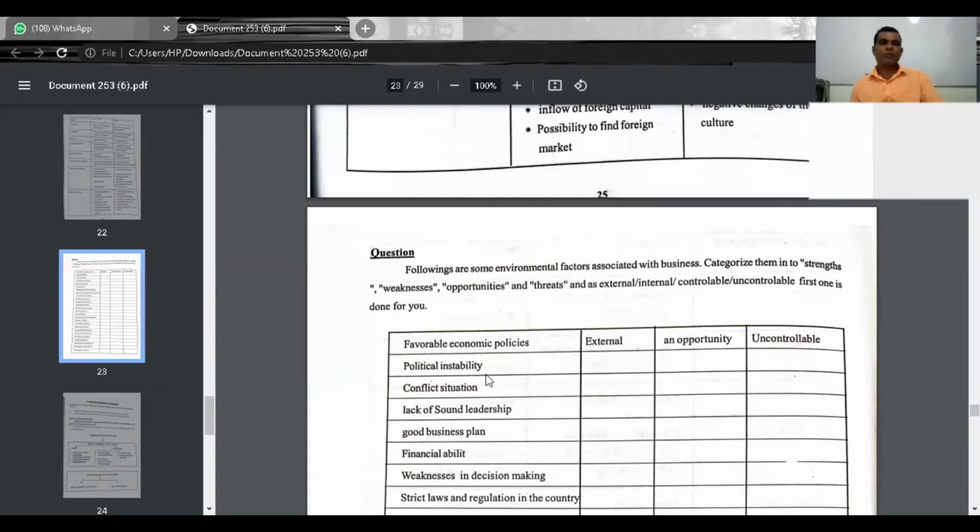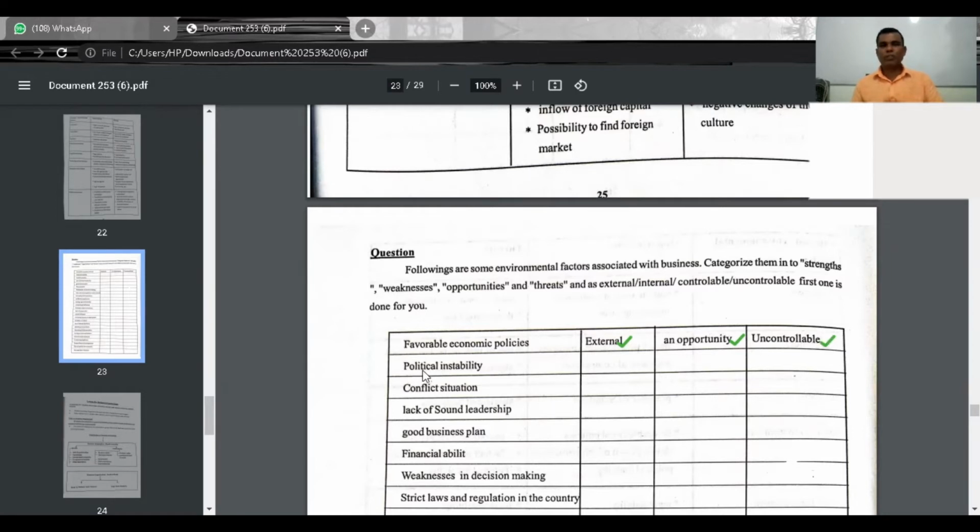Favorable economic policy. It is external. As it is favorable, it is an opportunity. You see, economic policy cannot be controlled by the business, so it is uncontrollable.